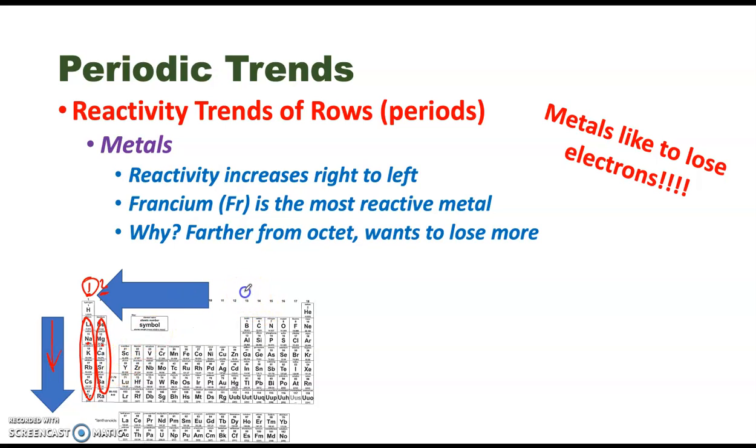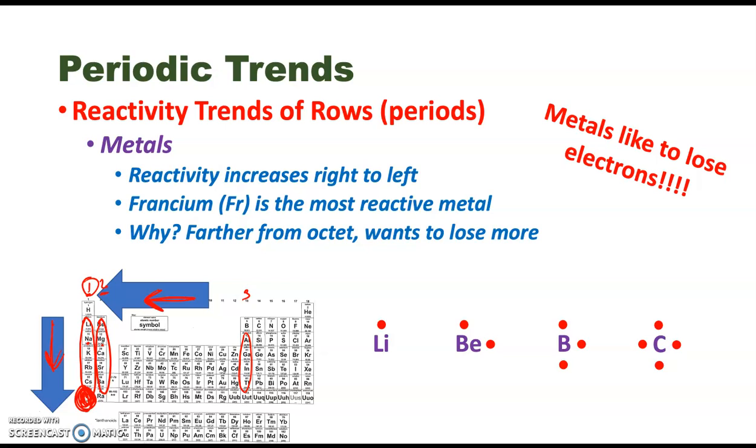And now if I go over here, these metals have three valence electrons. They're even less reactive. So more reactive going that way. So what this means is if my metals specifically get more reactive going this way and down, that leads to francium as the most reactive metal.